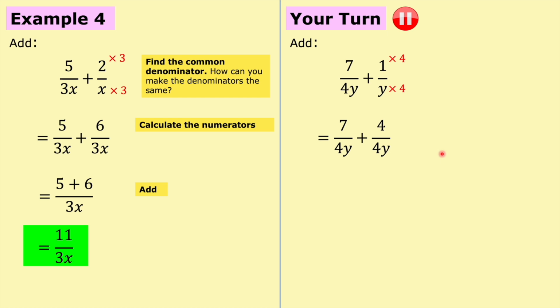Because our denominators are now the same, we can go ahead and add, so 7 plus 4 all over 4y, and then we can just answer that to get 11 over 4y. So well done if you got that.